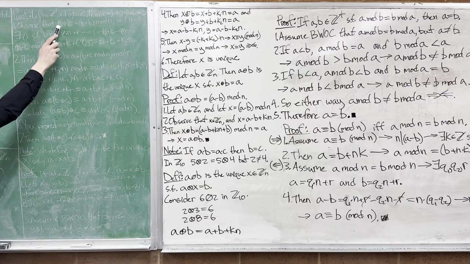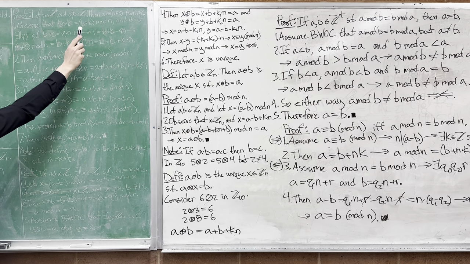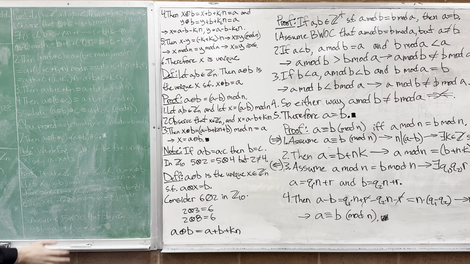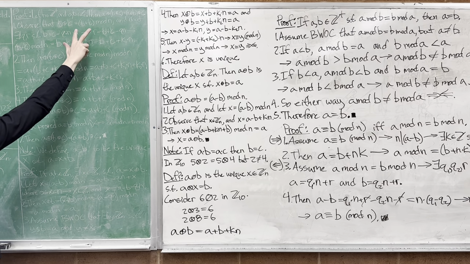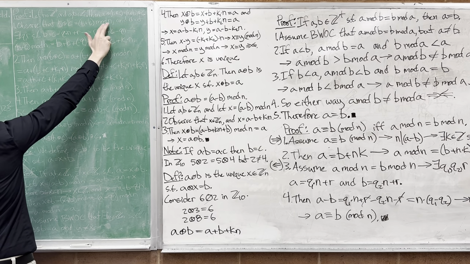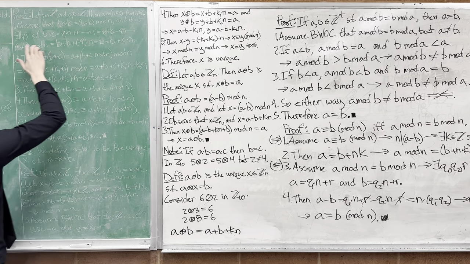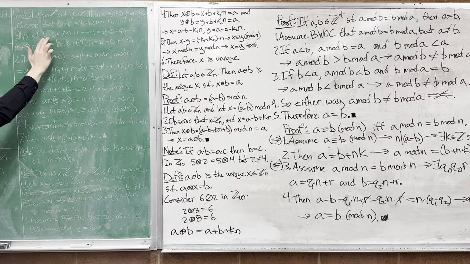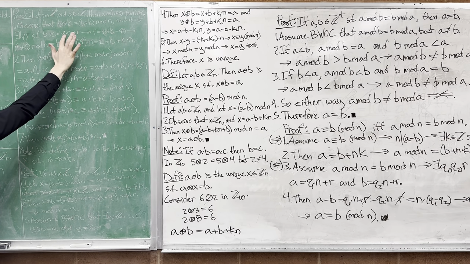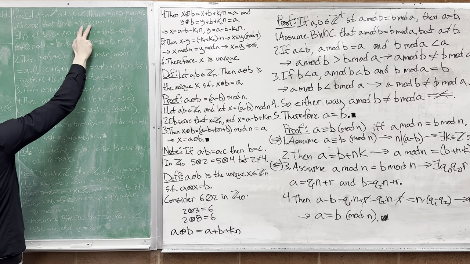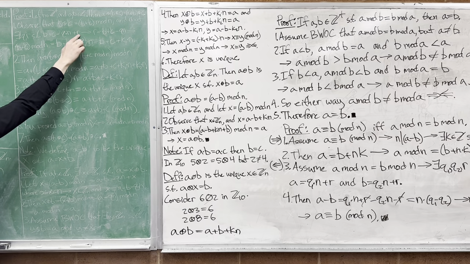So observe that b plus c, by definition, is b plus c mod n, right? Okay. So we're talking about b plus c mod n. Notice that there exist unique integers q and r such that b plus c is equal to q times n plus r. I'm dividing b plus c by n, and its remainder is what this is equal to.